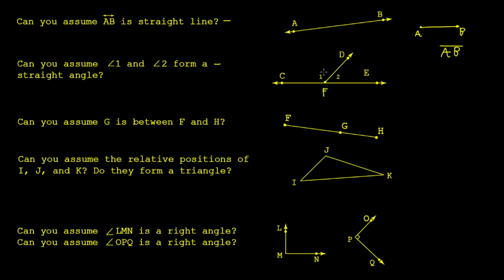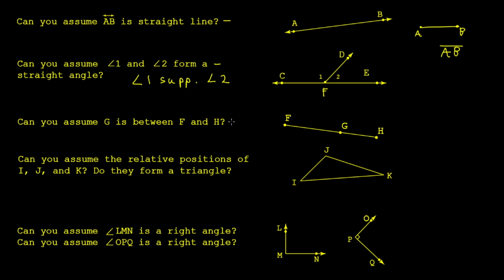We can assume that angle 1 and angle 2 form a straight angle because angle CFE is a straight angle. Now, another thing you could say here, you could say angle 1 is supplementary to angle 2. This is an abbreviation. Ask your teacher if you can do that, or if you need to write out angle 1 is supplementary to angle 2. Just depends on your teacher.